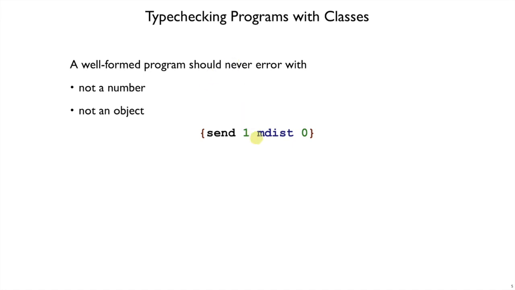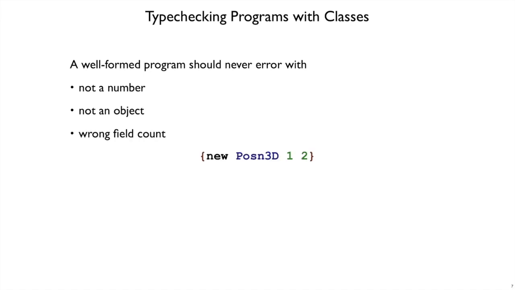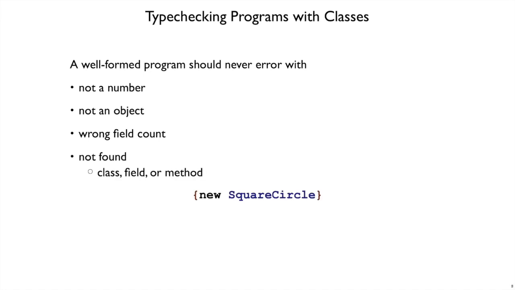you try to send the mdist method to the number 1, for example, or if you try to get the x field from the number 1. Our type system for a class-oriented curly should rule that out. It should also rule out trying to instantiate a class like Posin3D with the wrong number of fields, because if we try to run this and there are a wrong number of fields, it would be an error at runtime. So the typed version should just not allow a program to run that would otherwise raise that error.